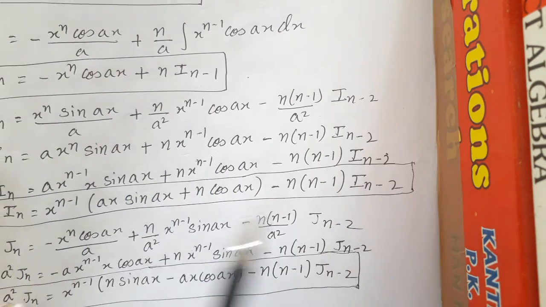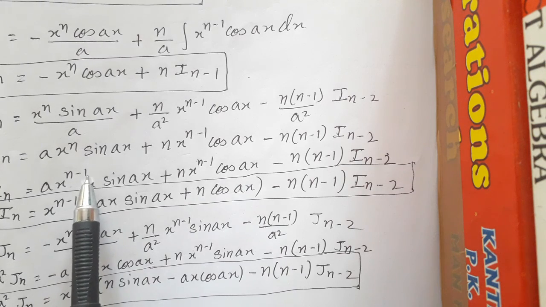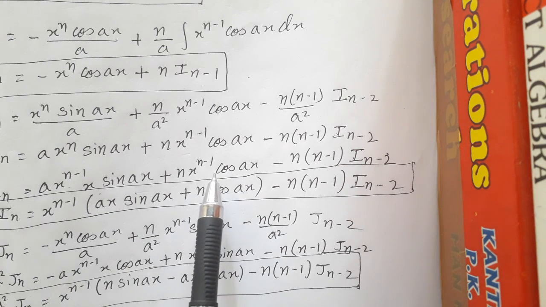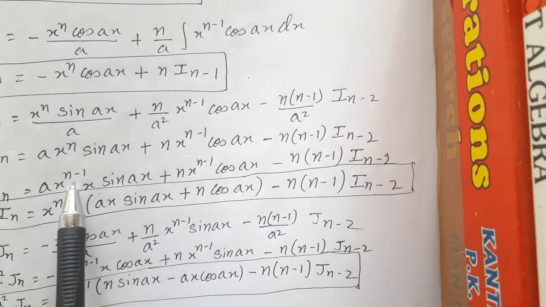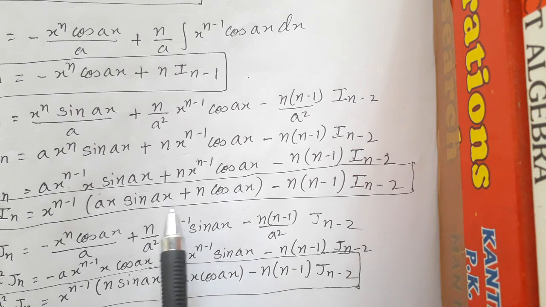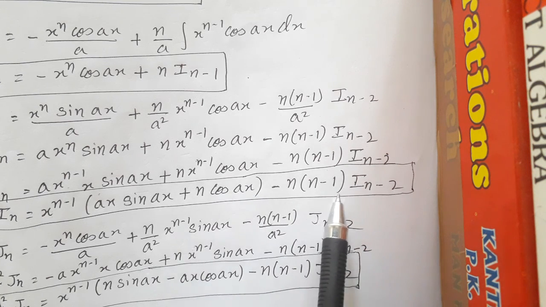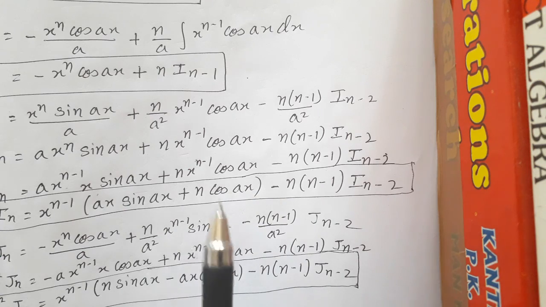Now from here, this x^n can be written as x^(n-1) into x sine ax plus n x^(n-1) cos ax minus n(n-1) I_(n-2). From here, we can take x^(n-1) common. So we are left with a x sine ax plus n cos ax, minus n(n-1) I_(n-2). So that is the proof for Roman 3.